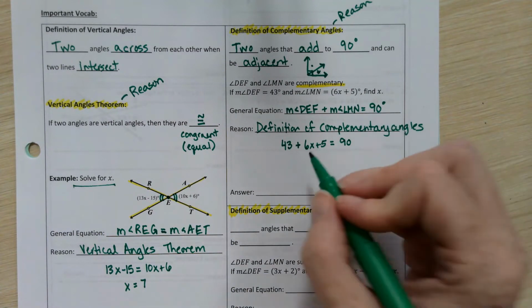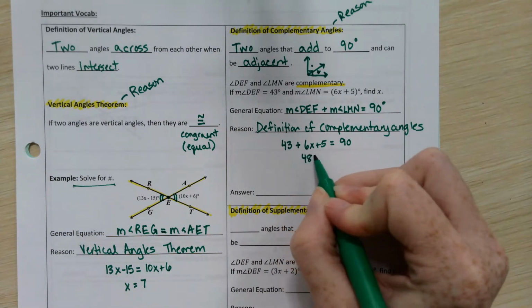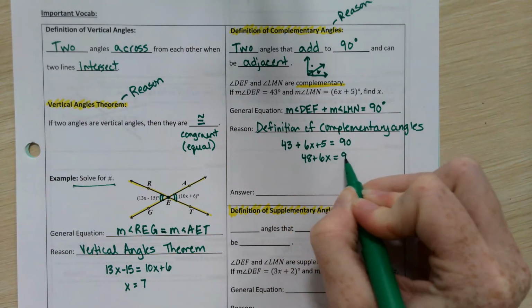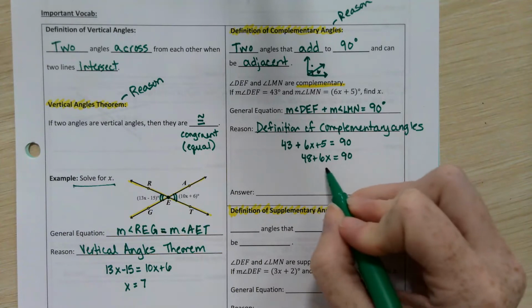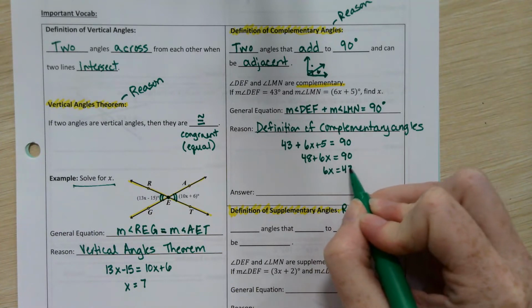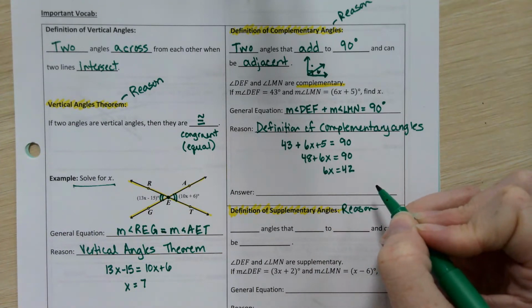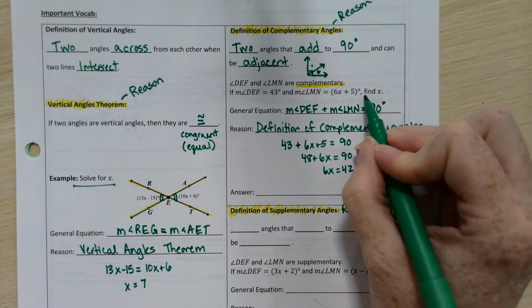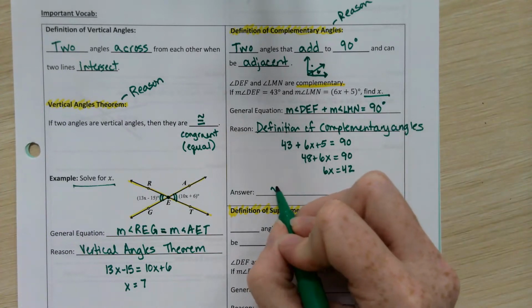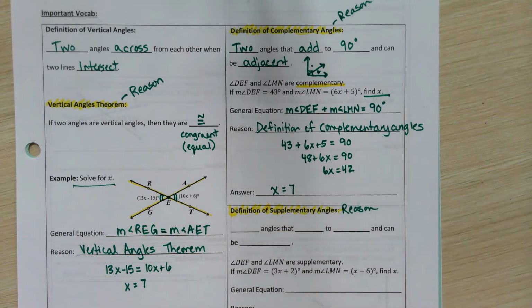Once you do your solving, hopefully you're combining like terms. 48 plus 6x equals 90. Subtract that 48 over, 6x equals 42. So x is going to be 7. If we do a quick check, x was all we were looking for, so x equals 7 is acceptable to put into our answer blank.